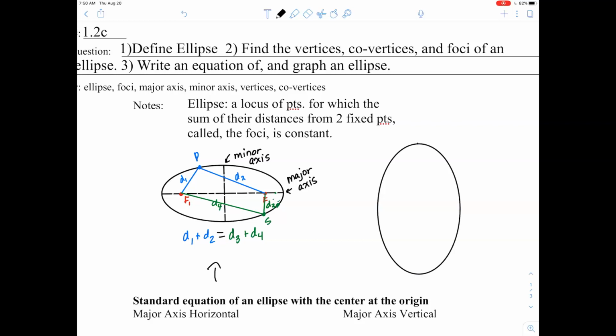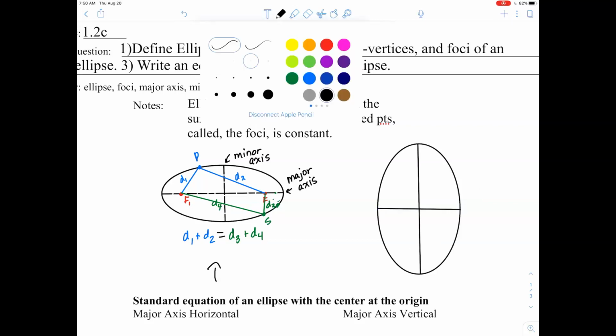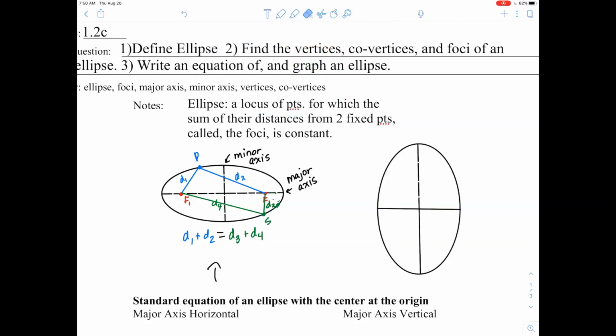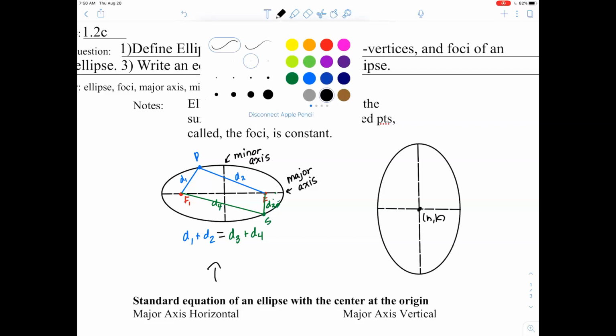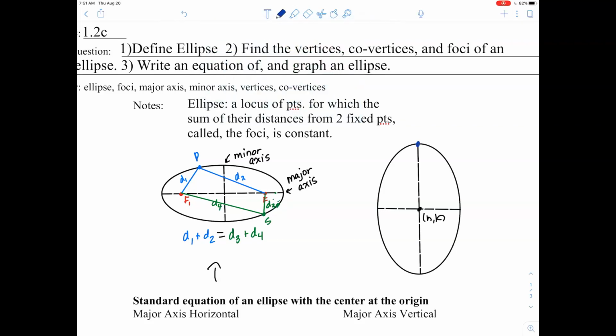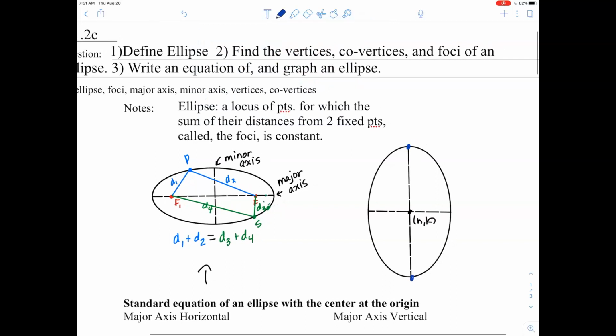Okay, so in this case, our major axis would be vertical and our minor axis would be horizontal. Okay, so here's our major and minor axes. All right, and our center is here, and usually your center is at h, k. That's where your center is. And so up here at the top and the bottom of your major axis, these are your vertices. So this point and this point are your vertices. Okay, your vertices are on the major axis.